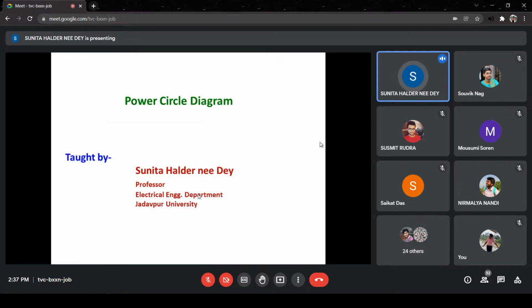What is that? From the name, it is clear that the circle diagram will be a graphical approach through which we shall be able to assess the power system operation without rigorous calculation. That is actually the aim of the power circle diagram.